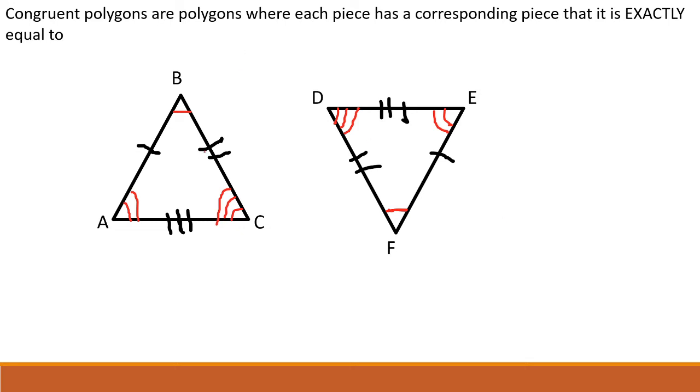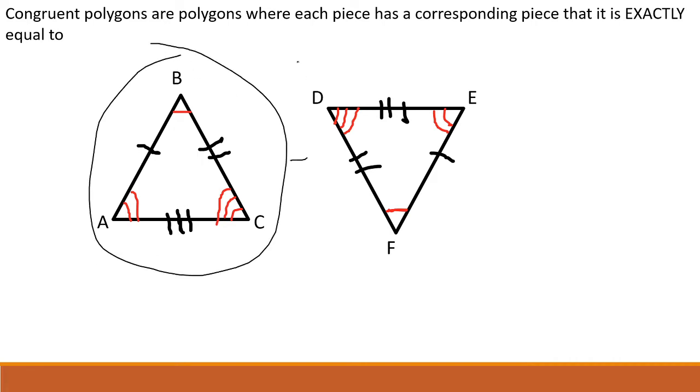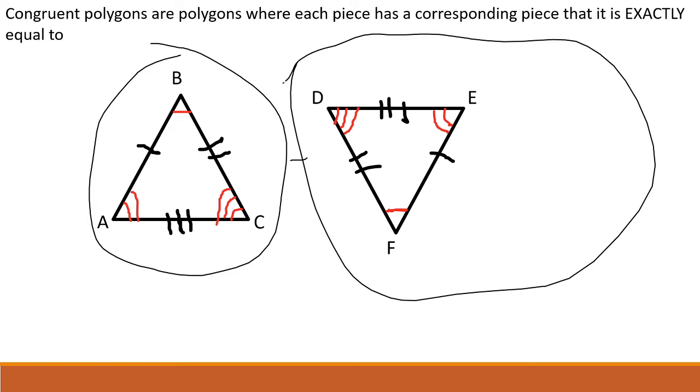So again, if there's a way I can match up every side of this first polygon, which is a triangle, to every side of the second polygon, then I know that they're congruent. If I were to overlap this polygon right here with this polygon right here, there's a way I can do it that they would be overlapped exactly and then everything would match up perfectly. So that's called a congruent polygon.